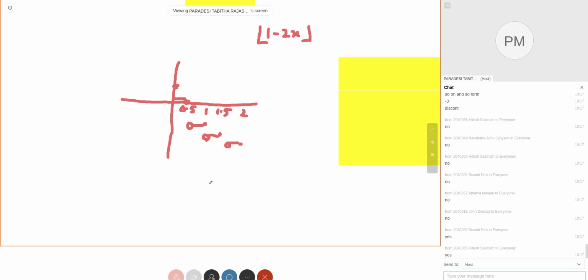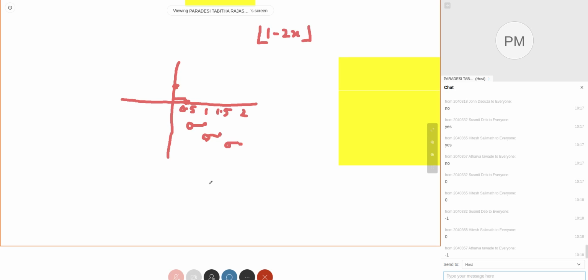No, why is it not? Why is it not the case? Tell me, what is the left hand limit at 0.5? Left hand limit is 0. Right hand limit is 0 at 0.5. Right hand limit is -1. Okay, so one question we have answered in that question paper.